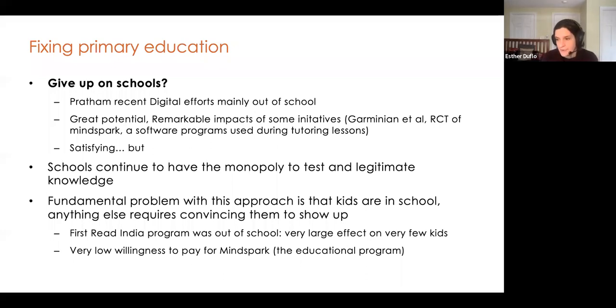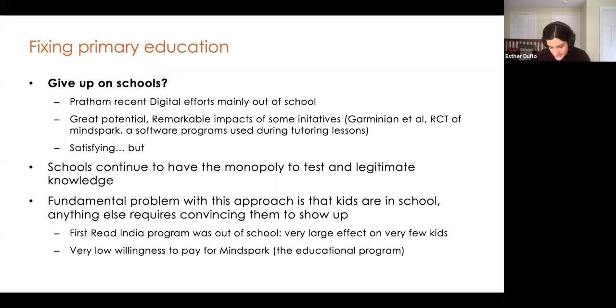And you succeed to an extent, and that's good, but you might ask yourself, can more be done to fix primary education? So one radical solution is to just give up on the schools.